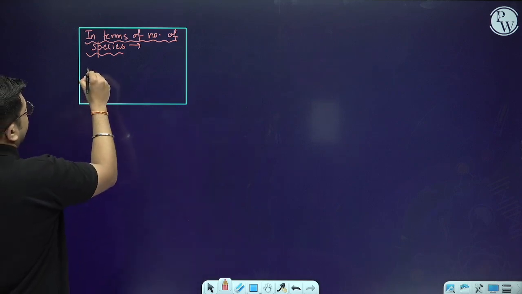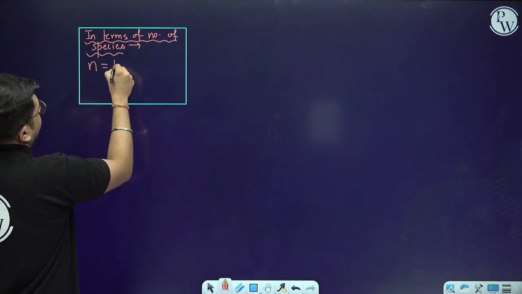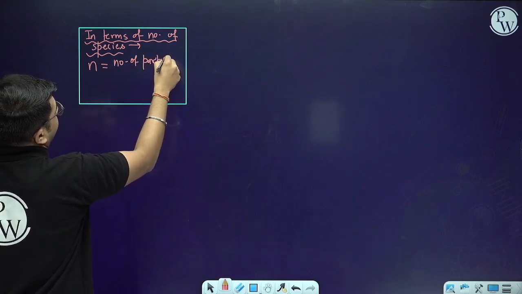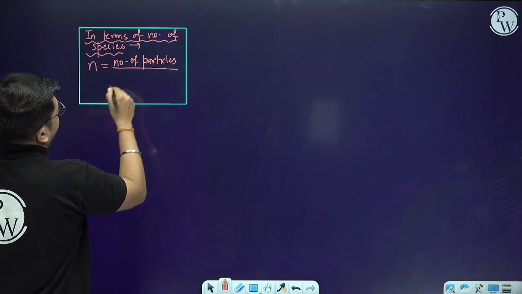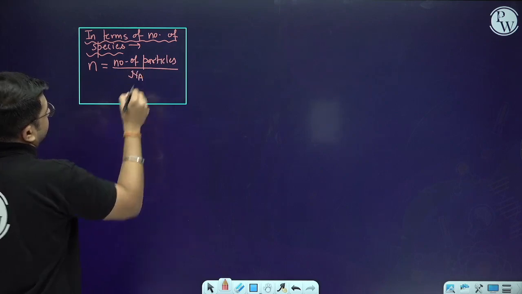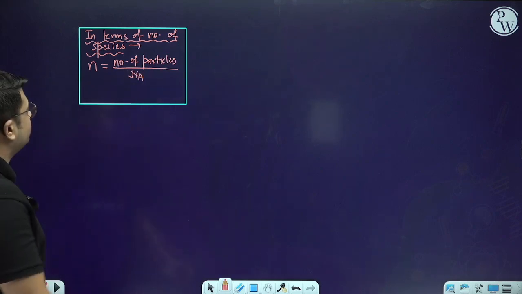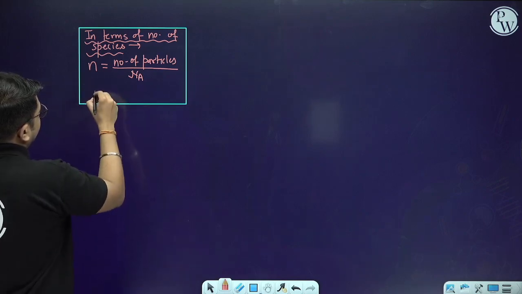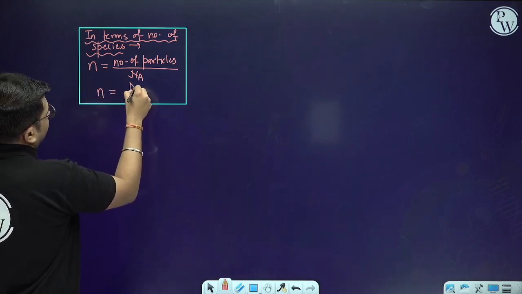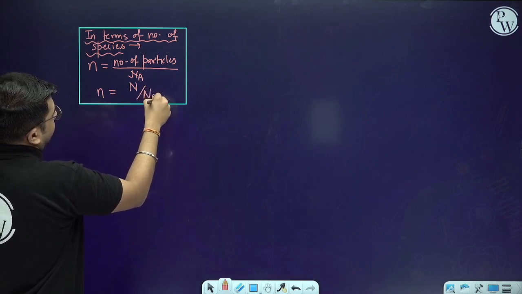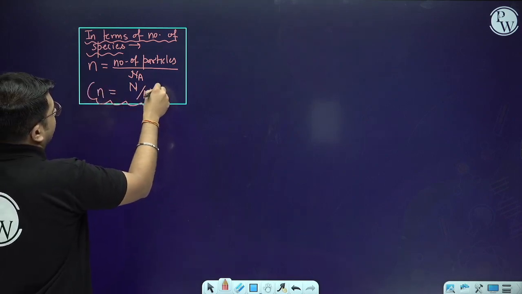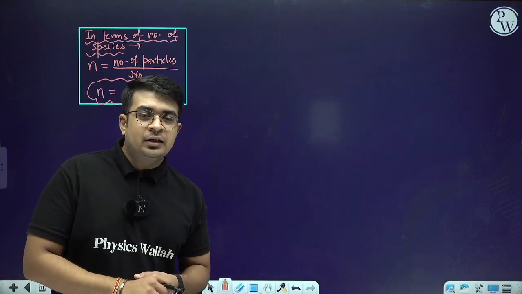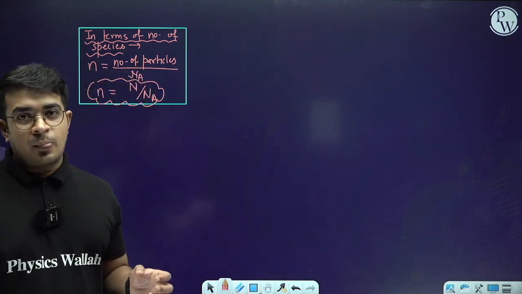So the formula is very easy. n is equal to the number of particles given divided by Avogadro's number. That is the simplest formula. So n will be equal to capital N by NA. That is the formula. Capital N is basically the given particles. You just have to look for the values given in the question.